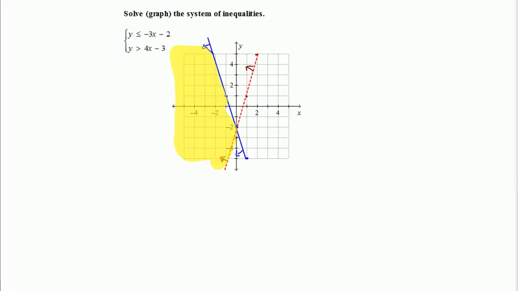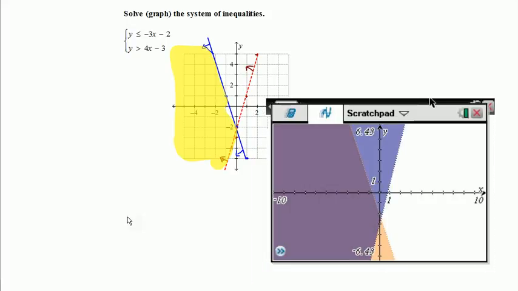If we wanted, we could pick up a calculator and check that. And notice that we have the same solution, overlap in this area, and x and y intercepts all the same as what we found.